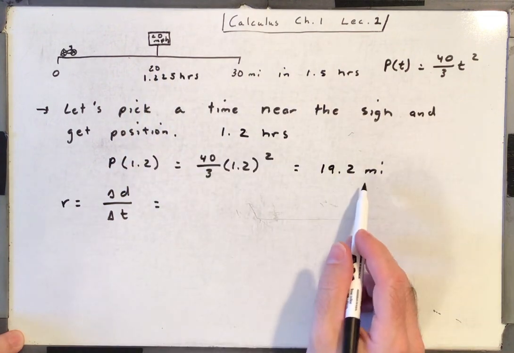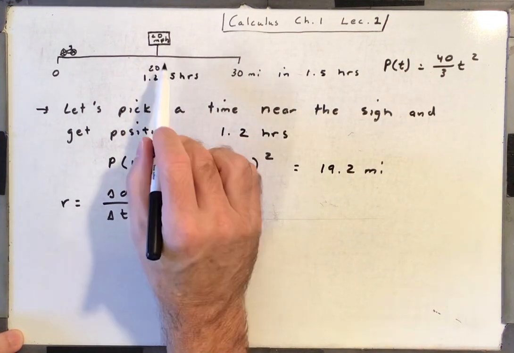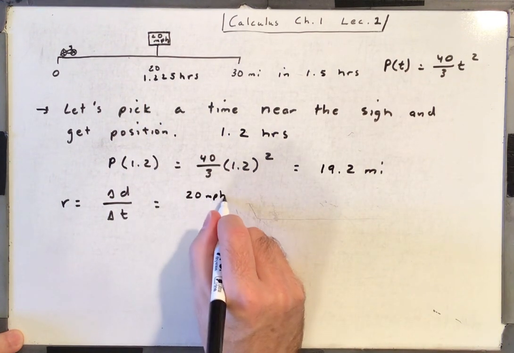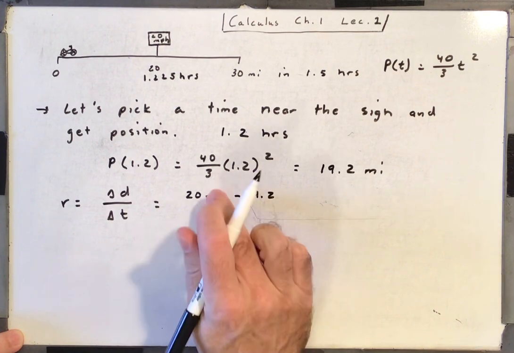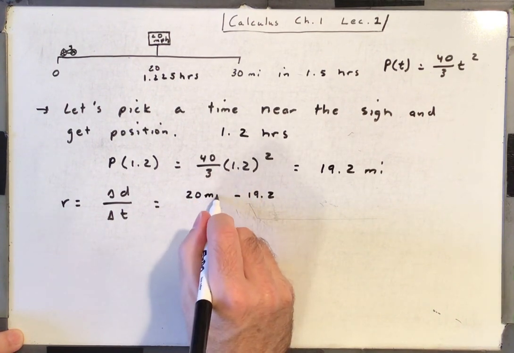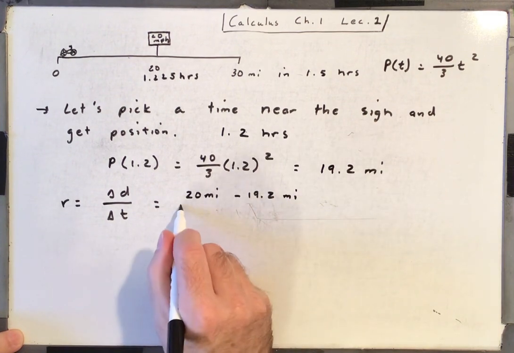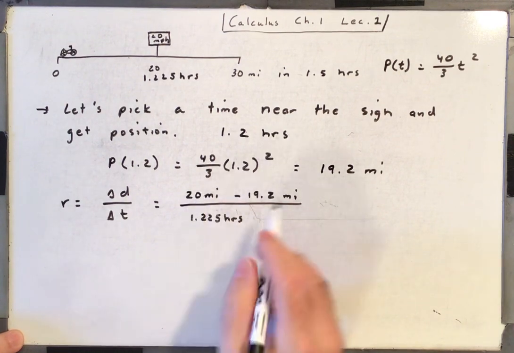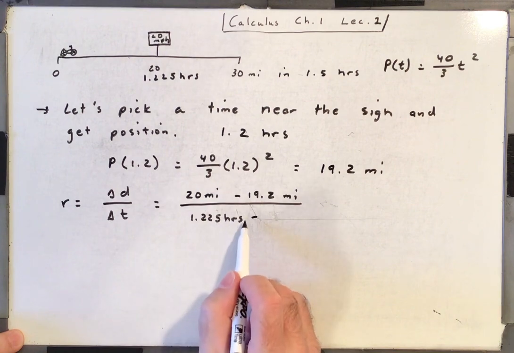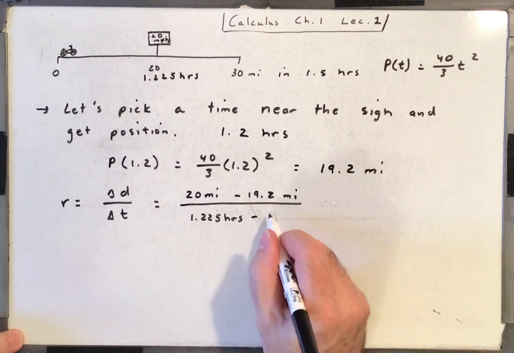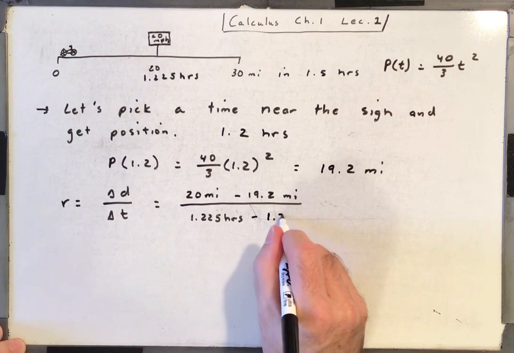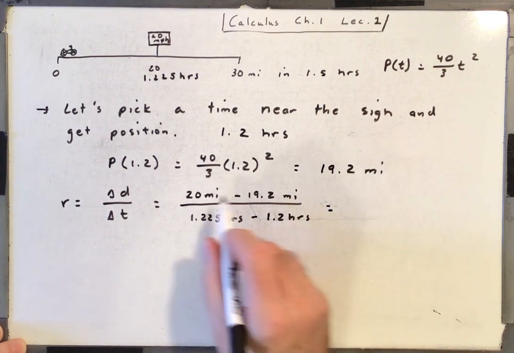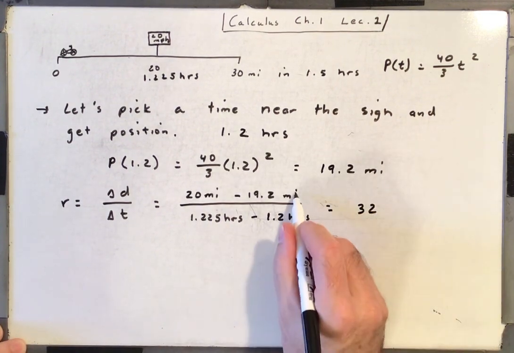The change in distance would be 20, right? At the 20 mile sign, we know it's 1.225 hours. So 20 miles minus 19.2 miles over 1.225 hours. That's the time at 20 miles. Minus, and this, by the way, you might remember from physics chapter 1, is just a slope. Minus 1.2 hours. All right? It's 1.2 hours at 19.2 miles. If you put that in your calculator, you get 32 miles per hour.